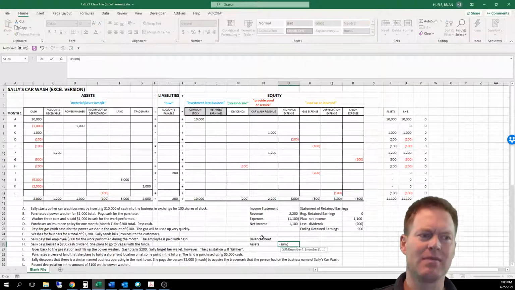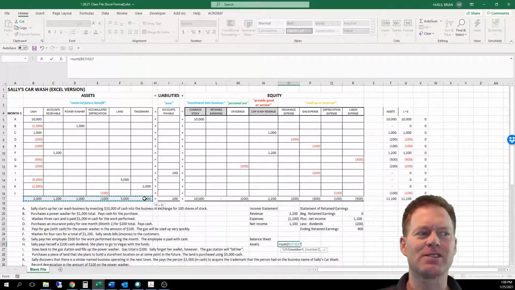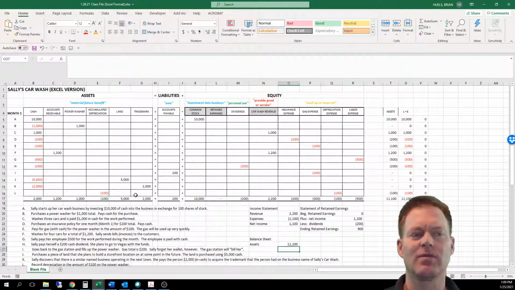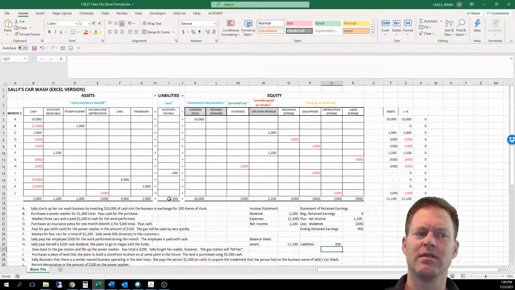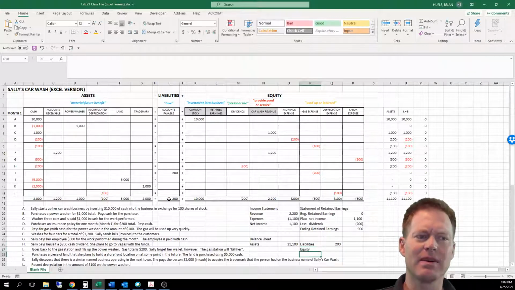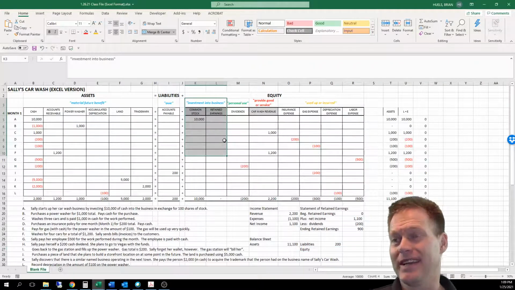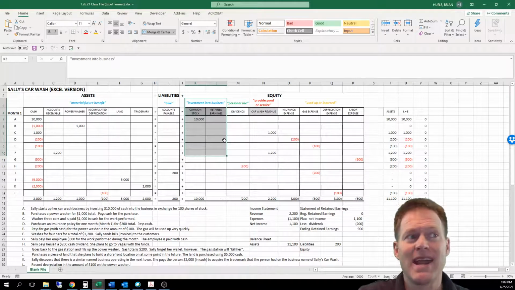Assets, I'm just going to add them up. Now, this is not a full statement. This is me being lazy and quick. Assets are 11,100. Liabilities, we only have one of them here. 200. And the equity, where we got to be a little careful, equity, right, is really the result. It is the two pieces that remained here.